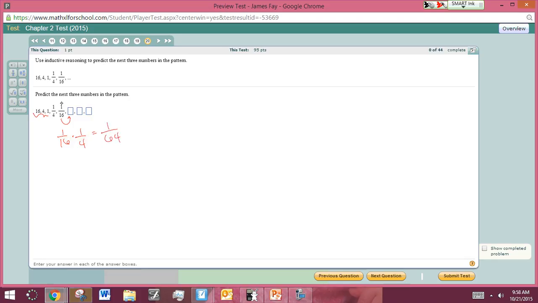If I want to go from 1/64 to the next term, I'm going to multiply 1/64 times 1/4, and that's going to give me 1 over 256. So 1 over 256 will be that second term. Then if I want to go from 1 over 256 to the next term, I'll multiply that by 1/4, and that's going to give me 1 over 1024. So my three terms here are 1 over 64, 1 over 256, and 1 over 1024.